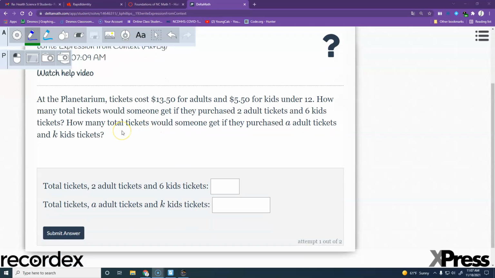So at the planetarium, tickets cost $13.50 for adults and $5.50 for kids under 12. How many total tickets would someone get if they purchased 2 adult tickets and 6 kid tickets? That should say how much would it cost, I think, instead of how many.